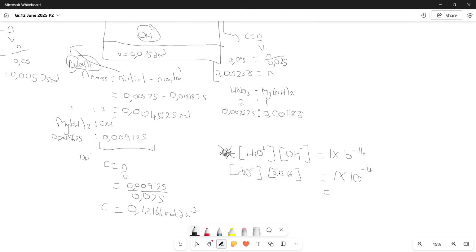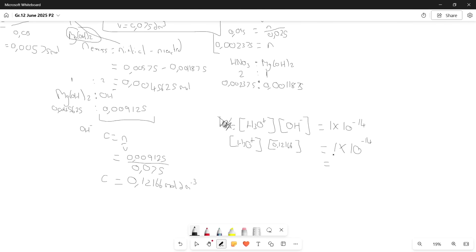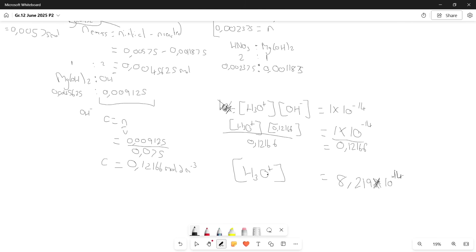So we can go ahead and divide our 0,12166 on both sides, and our answer there for our concentration for H3O plus ions is 8,219 times 10 to the -14. That is a multiply over there, and that is a -14. And now we have the H3O plus.